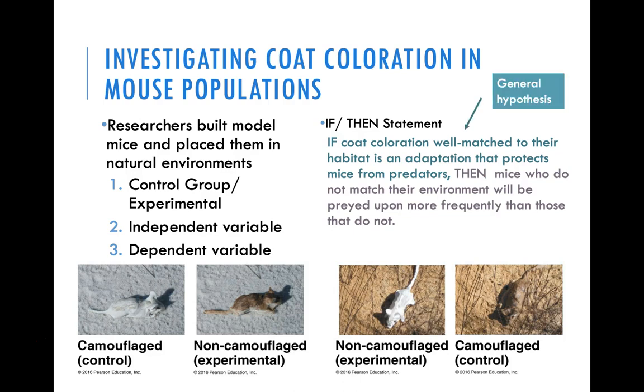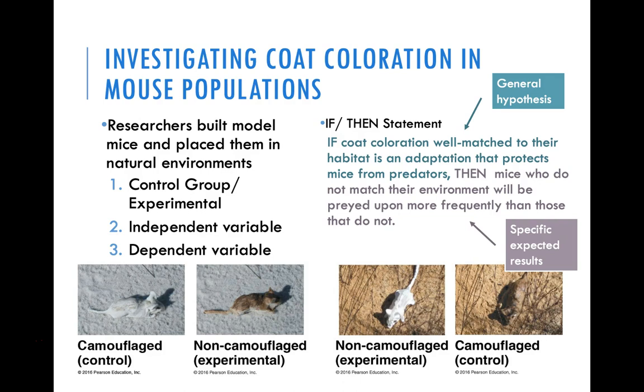Our prediction would be then that mice who don't match their environment are preyed upon more frequently. So there's our data. We're looking at how often these individuals are preyed upon. So we are making a general hypothesis followed by specific expected results.